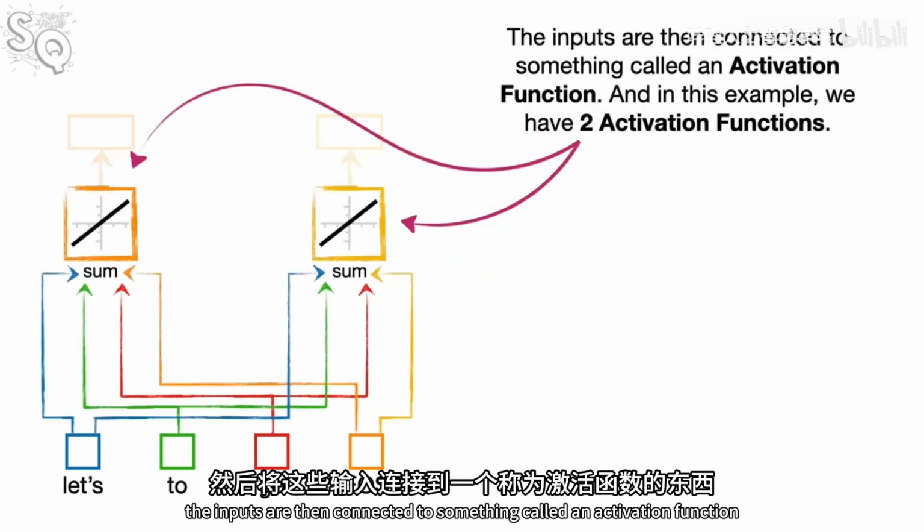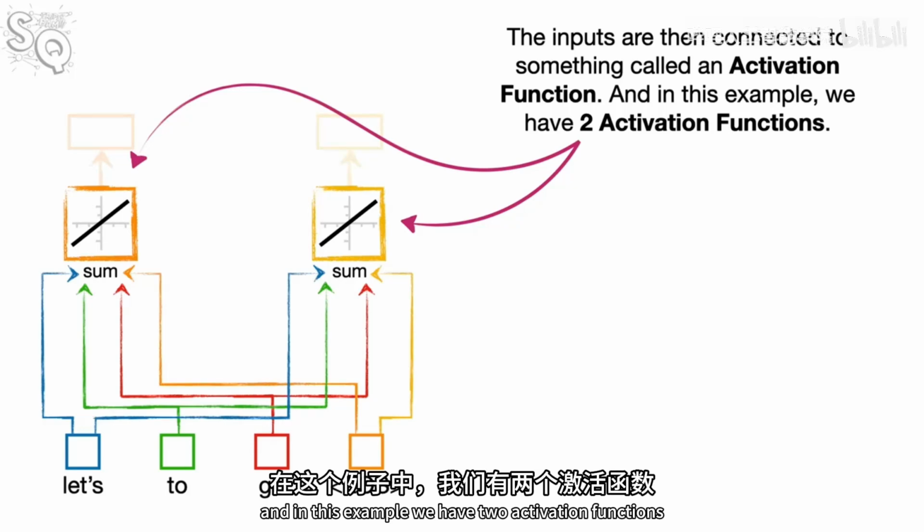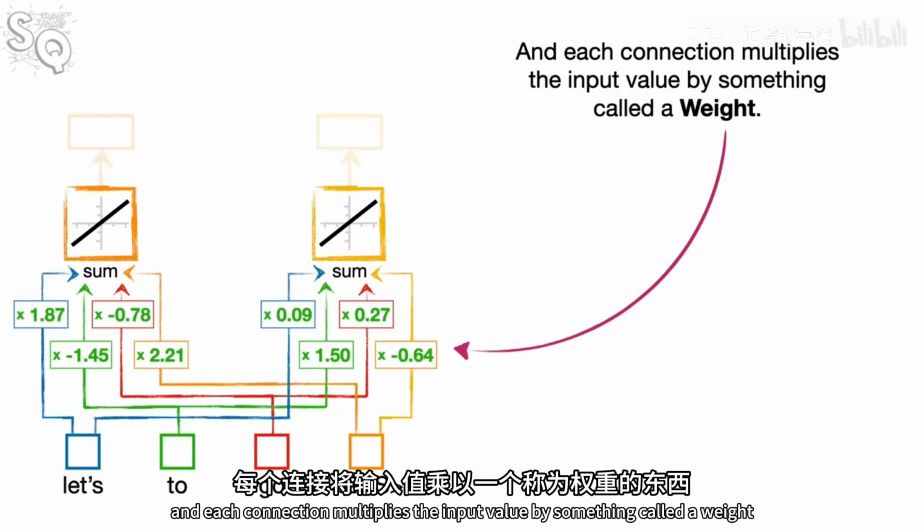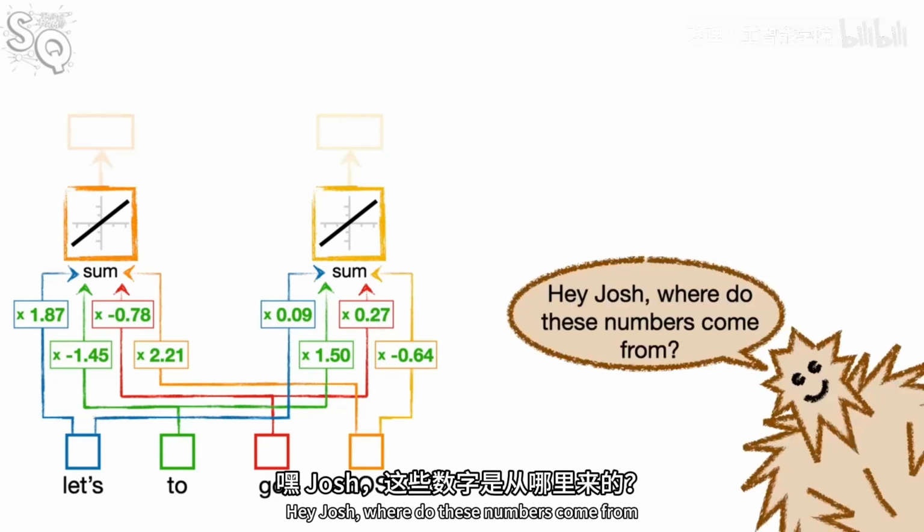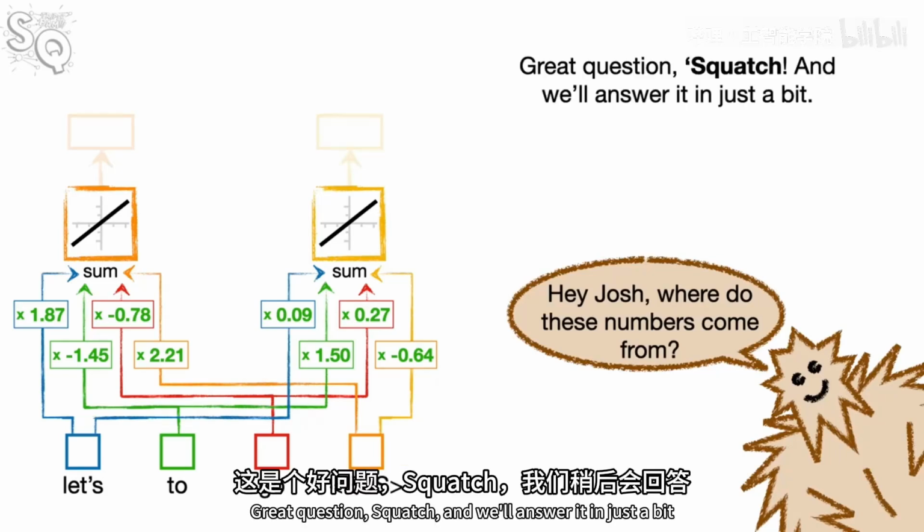The inputs are then connected to something called an activation function, and in this example, we have two activation functions. And each connection multiplies the input value by something called a weight. Hey Josh, where do these numbers come from? Great question, Squatch, and we'll answer it in just a bit.